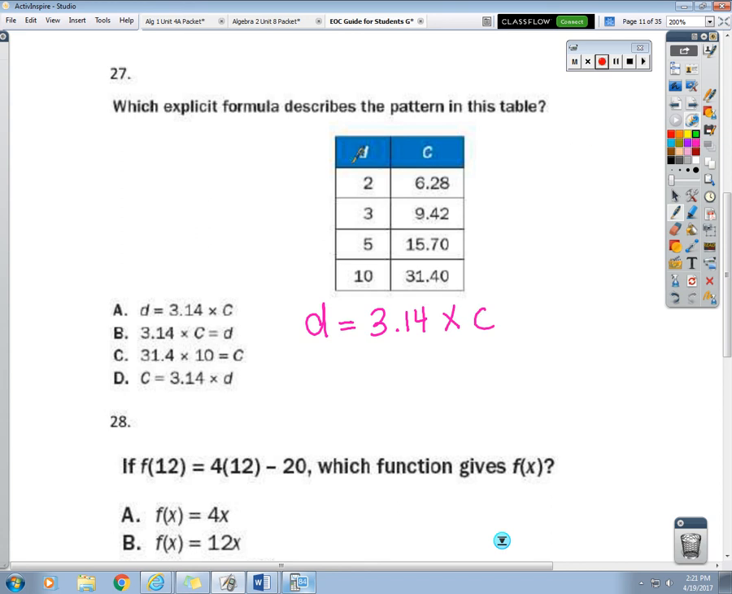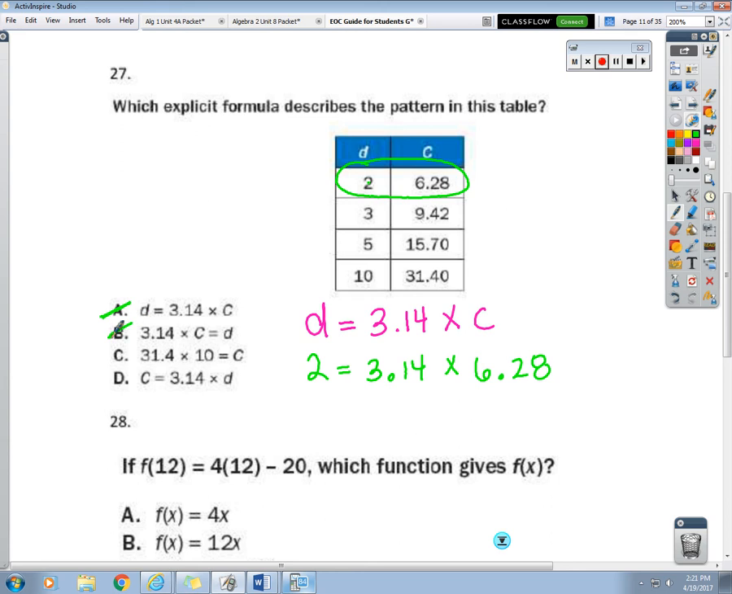Well, if we use our first coordinate, let's just focus in on the first coordinate. The D value of the first coordinate is 2. The C value of the first coordinate is 6.28. See how I just plugged in 2 in the D place, 6.28 in the C place? Does that make sense? 2 equals 3.14 times 6.28? No, it'd be much larger than 2. So A is out. B says 3.14 times C equals D, which is what? Isn't it the same thing as A? They just wrote the D at the other end?